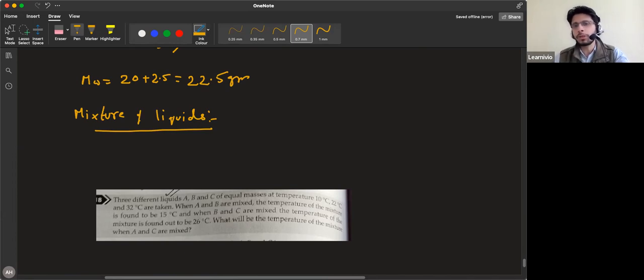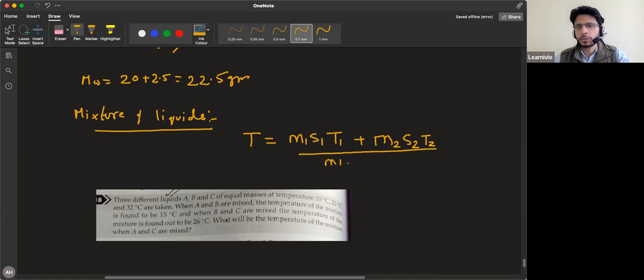But if you want to simplify your calculations, the temperature of the mixture is simply M1 S1 T1, mass of the first liquid, specific heat of the first liquid, temperature of the first liquid, plus M2 S2 T2, divided by M1 S1 plus M2 S2. This is the temperature of the mixture. In the previous question, this temperature of the mixture was 23 degrees Celsius. Now, this formula is not restricted to only two liquids or two objects. You can extend it to a mixture of three or four liquids as well.